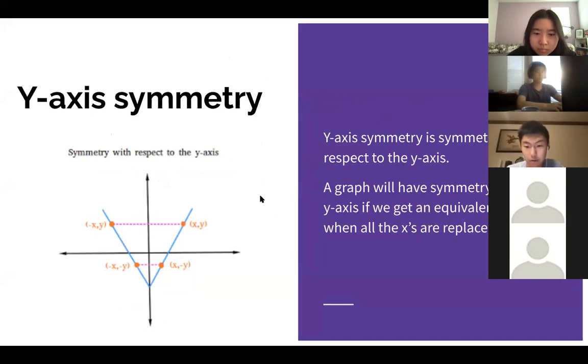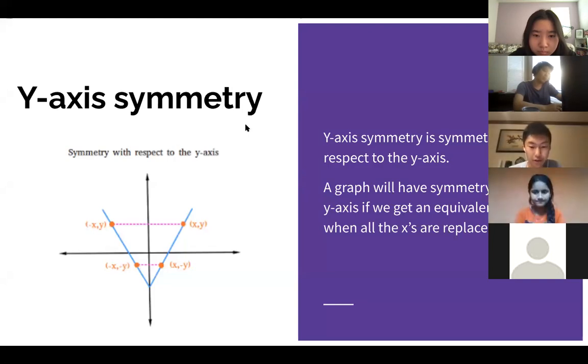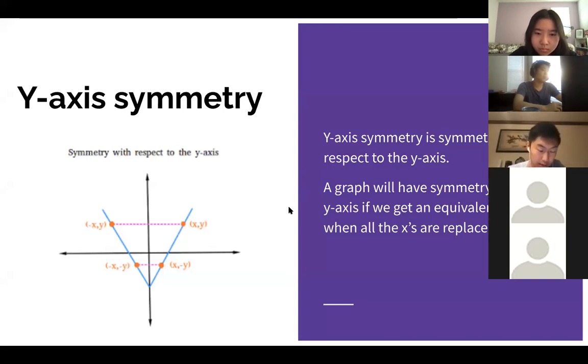So a graph will have symmetry about the y-axis if we have an equal equation when all the x's are replaced with negative x. So if you have a function f of x, and you put negative x into that function, f of negative x, then you will get the same result as f of x. As you can see in this graph, which is y-axis symmetrical, the value for negative x is y, and the value of the graph when you plug in x is also y. And so that's when you have y-axis symmetry.